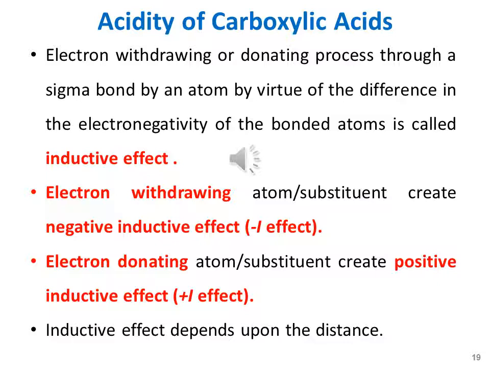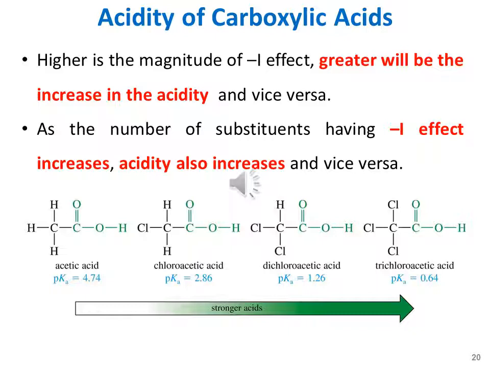Electron withdrawing atoms of the substituent create the negative inductive effect, which is mostly written as I negative effect, and the electron donating atoms or substituents create the positive inductive effect, which is mostly written as I positive effect. Inductive effect is a distance dependent property. The greater the magnitude of the negative inductive effect, the greater the increase in acidity, and vice versa. As the number of substituents having negative inductive effect increases, acidity of the carboxylic acid increases and vice versa. Here I am comparing the acidic strength of trifluoroacetic acid, dichloroacetic acid, chloroacetic acid and acetic acid.